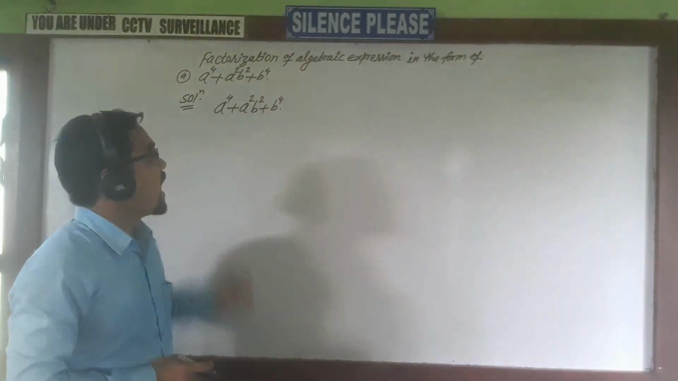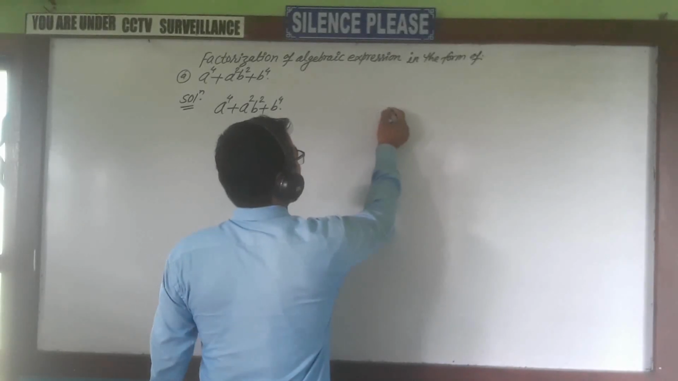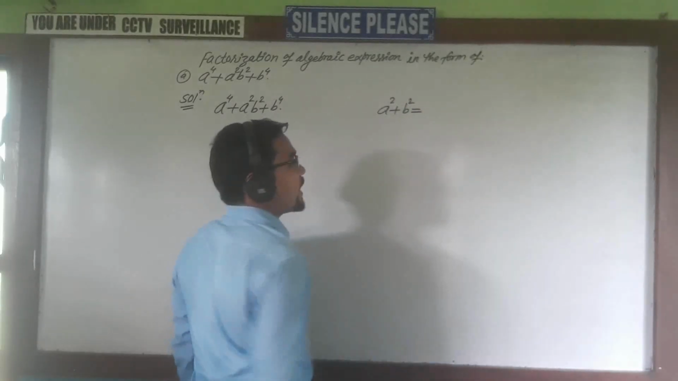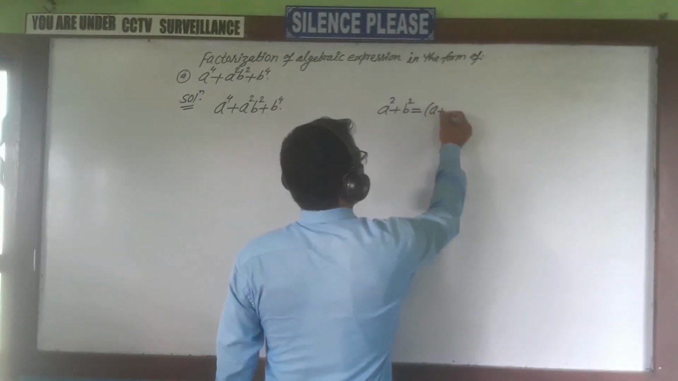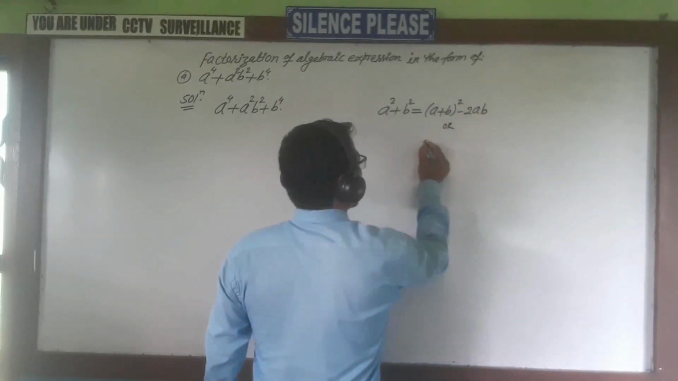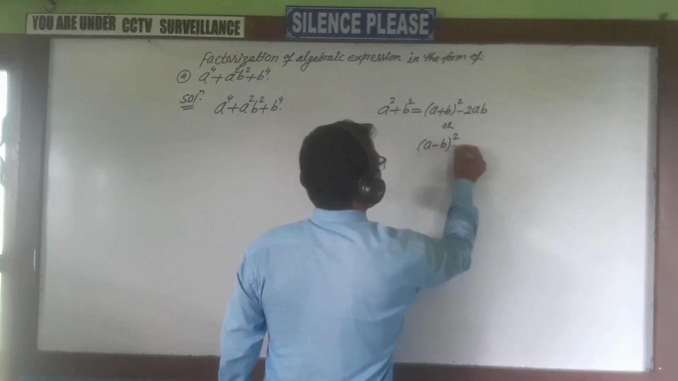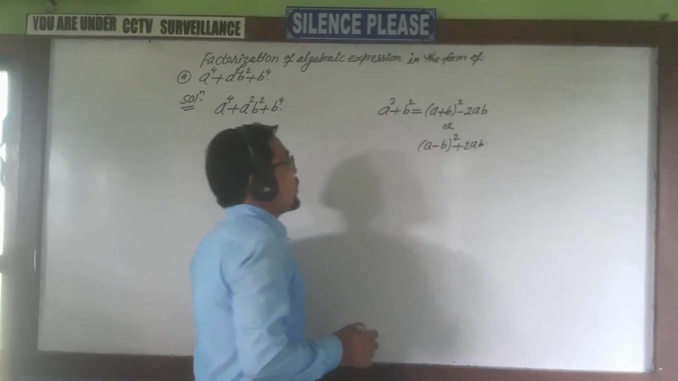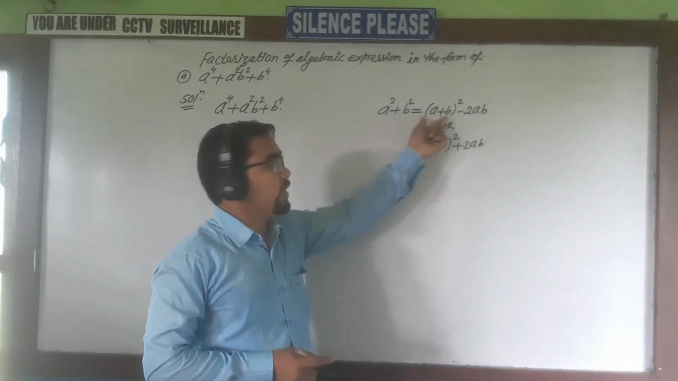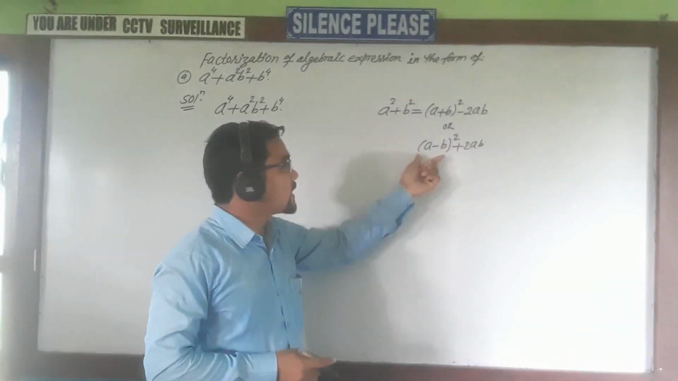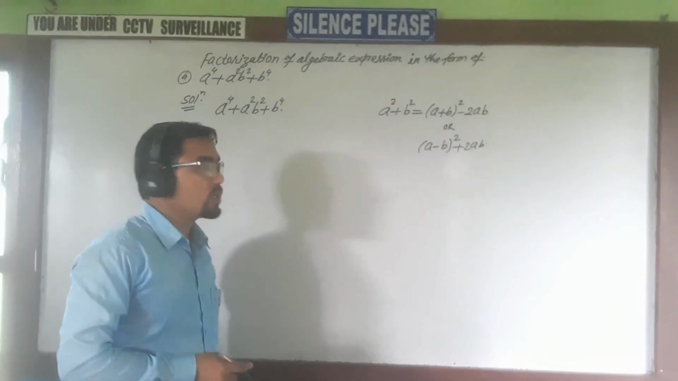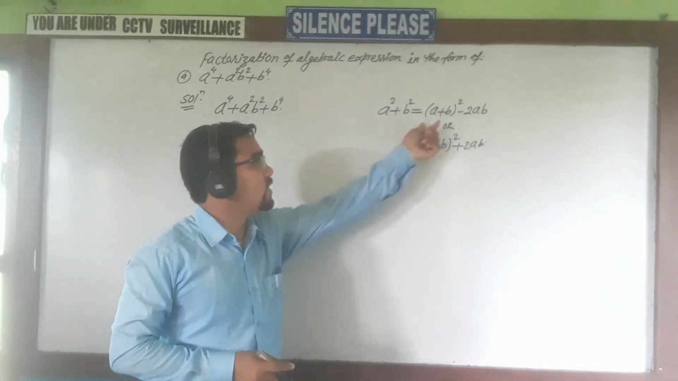You know this formula: a square plus b square is equal to a plus b whole square minus 2ab. Or we can apply another one: a square plus b square is equal to a minus b whole square plus 2ab. So we have two formulas for a square plus b square. According to the requirement of the question, we use either the first or the second.